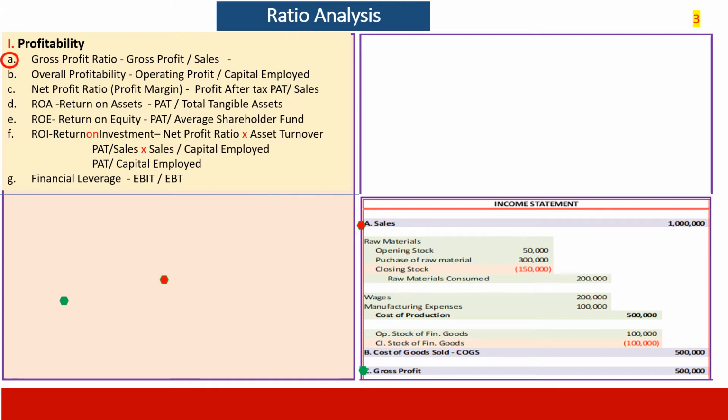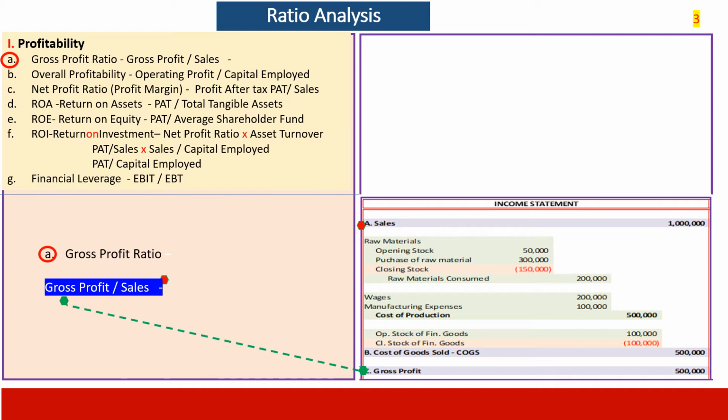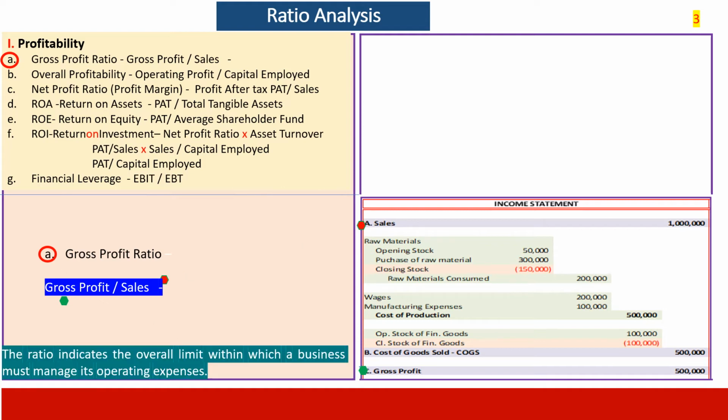In profitability ratios, take gross profit ratio. What does it contain? Gross profit ratio is gross profit divided by gross sales. Gross profit from the income statement in our case, and sales is net sales in the beginning. So simple, gross profit ratio is gross profit by net sales. Then what does it convey? It indicates the overall limit within which a business must manage its expenses.